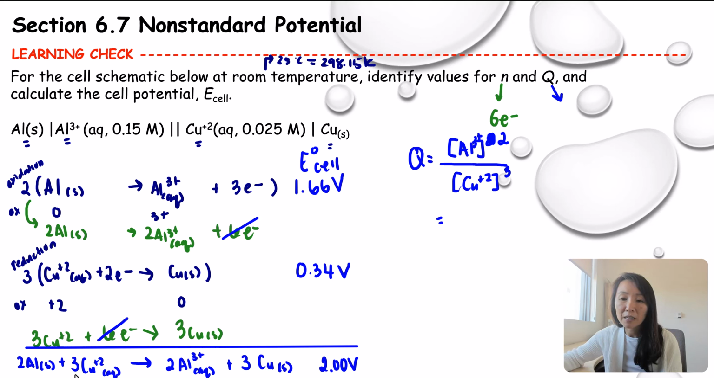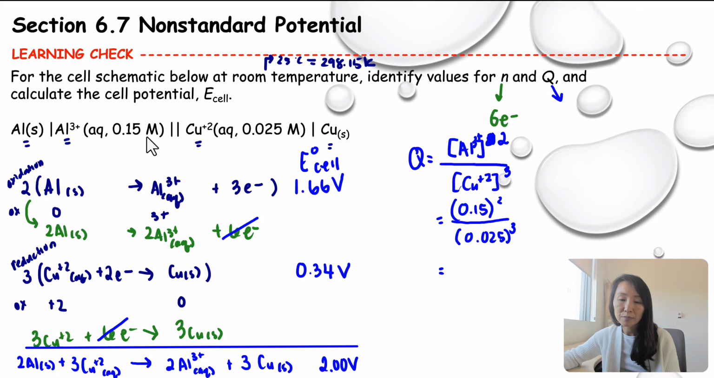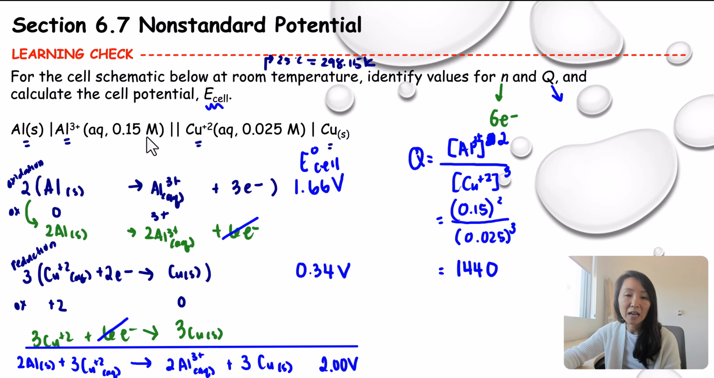So let's plug in the values. Aluminum 3+ aqueous has a 0.15 molarity, to the second power. And then we have copper here as 0.025 to the third power. So calculate this out and come back. If you come back, hopefully you're able to get 1440.